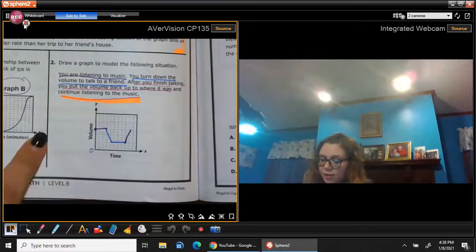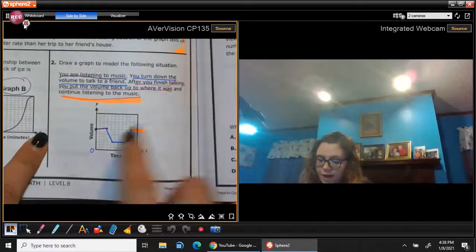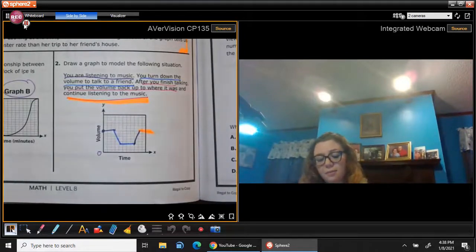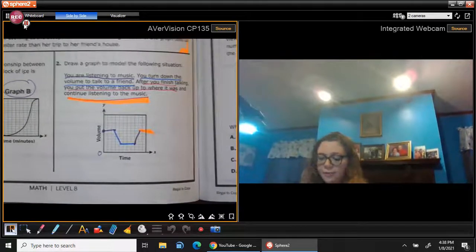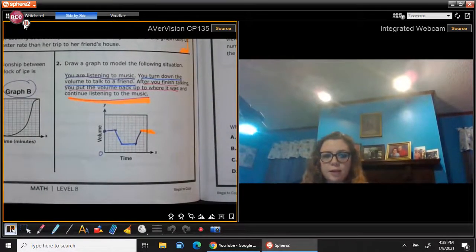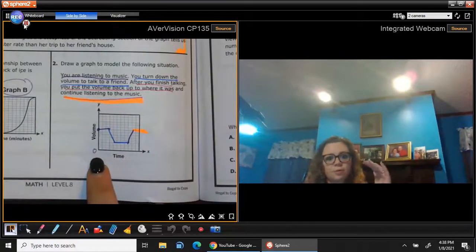And it says you continue to listen to music, okay? So at that same volume. So your graph might look something like that. This is not the most perfect graph, okay, but it will do. Okay, so again, when you're listening to music, you're not going to start at 0 volume. Okay, your y-intercept is your starting point.